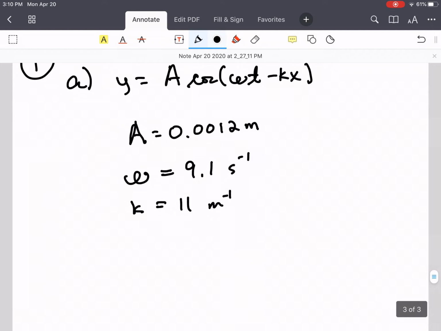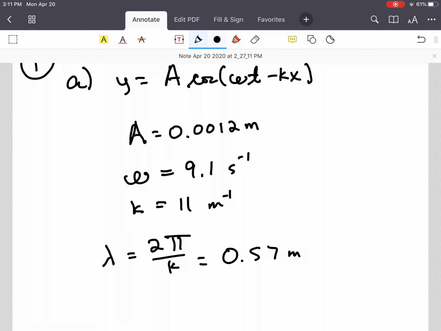So part A of the problem, what's the wavelength? That's pretty straightforward. The wavelength, lambda, is just 2 pi divided by k. When I plug in some values, that turns out to be 0.5712 meters.